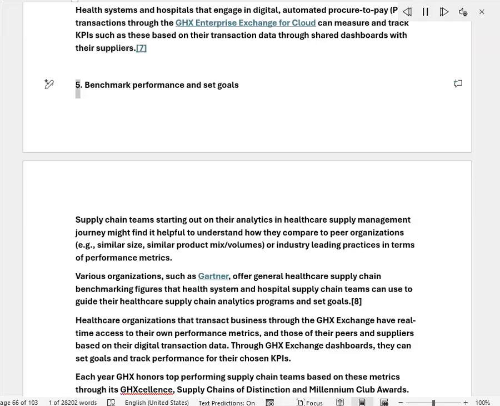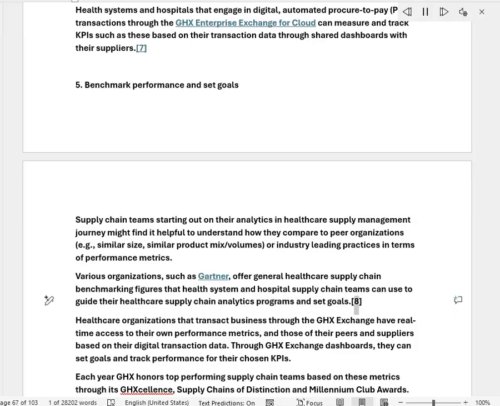5. Benchmark performance and set goals. Supply chain teams starting out on their analytics in healthcare supply management journey might find it helpful to understand how they compare to peer organizations, for example similar sized, similar product mix/volumes, or industry-leading practices in terms of performance metrics. Various organizations, such as Gartner, offer general healthcare supply chain benchmarking figures that health system and hospital supply chain teams can use to guide their healthcare supply chain analytics programs and set goals.